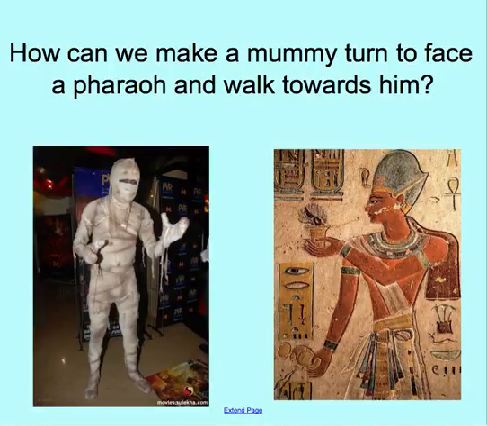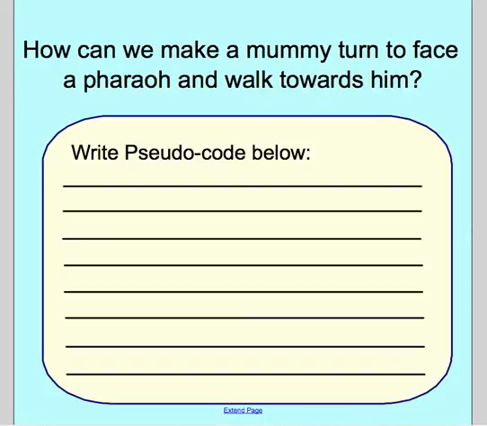On the next slide, I have a space here where the students can write pseudocode. Basically, that's just an algorithm on how they would make the mummy turn to face the pharaoh. And what I anticipate is that they are going to try the method that we have used in the past to do programs like this.